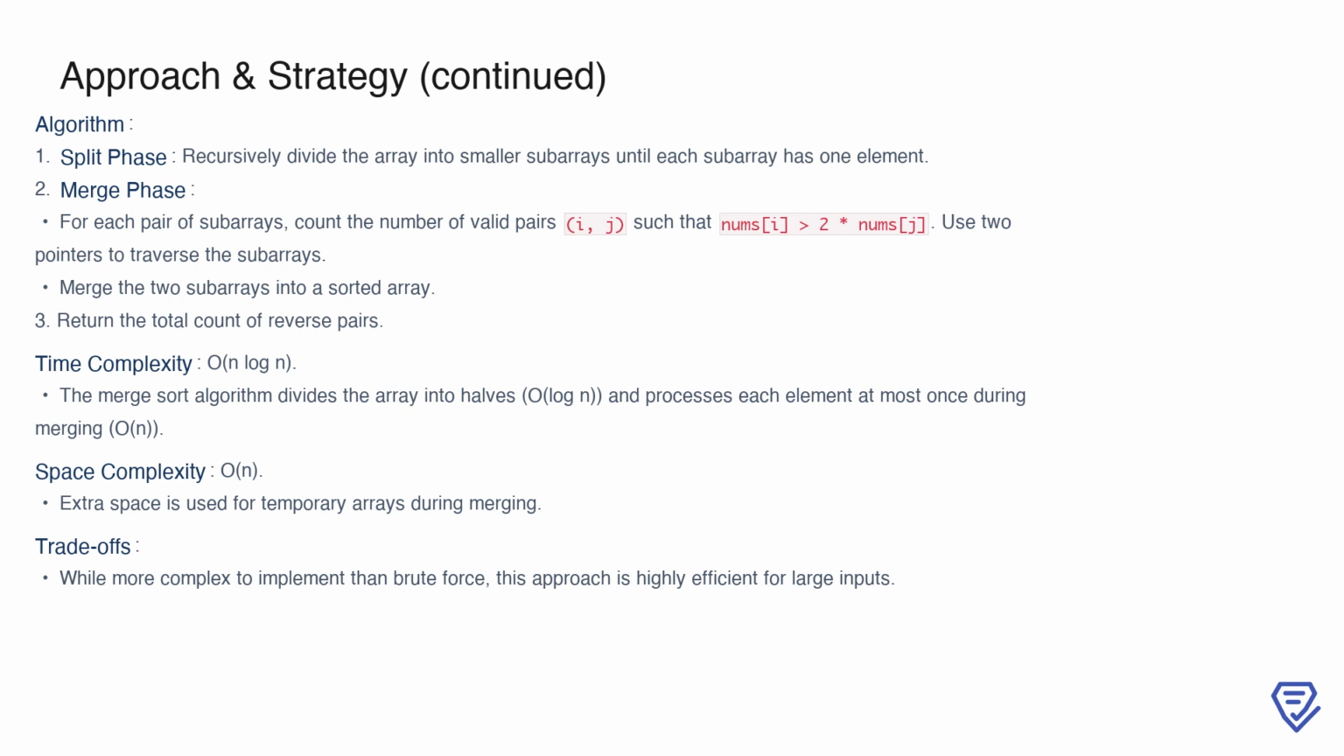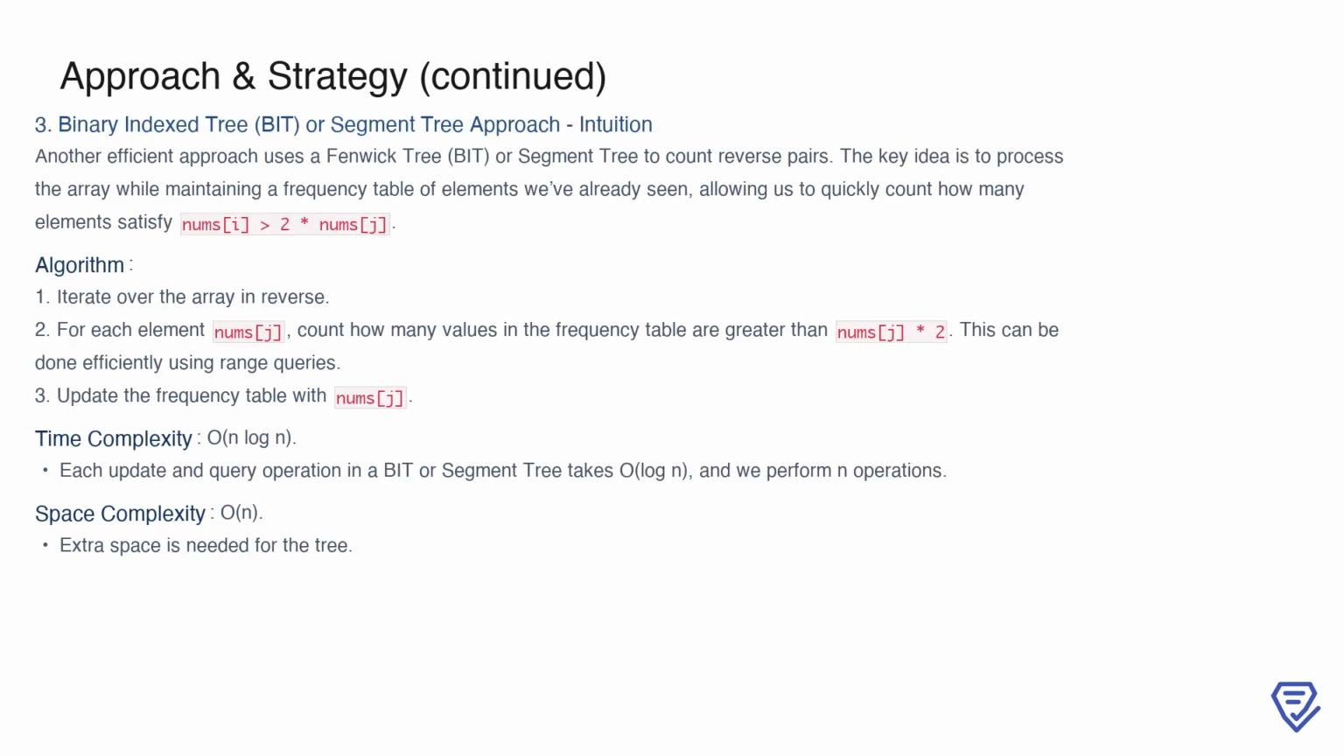Though more complex to implement than brute force, this approach is far more efficient, especially for large inputs. Another efficient method is to use a binary index tree, or BIT, or alternatively, a segment tree. This approach processes the array in reverse while maintaining a frequency table of elements we've already traversed. The intuition is that, for each element nums[j], we can quickly count how many elements in the frequency table satisfy the condition nums[i] > 2 * nums[j], using range queries. After counting, we update the frequency table with the current value, nums[j].